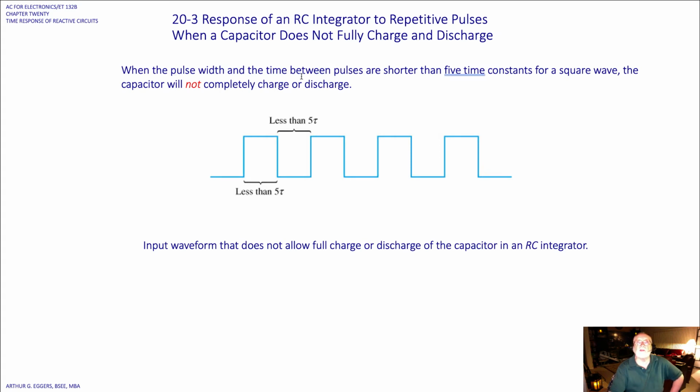When the pulse width and the time between the pulses is shorter than 5 time constants for a square wave, then the capacitor will not completely discharge or charge. And this is what we saw when we started this video. The input waveform does not allow a full charge or discharge of the capacitor because we're at less than 5 time constants, 5 tau.